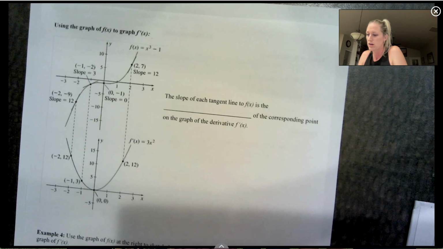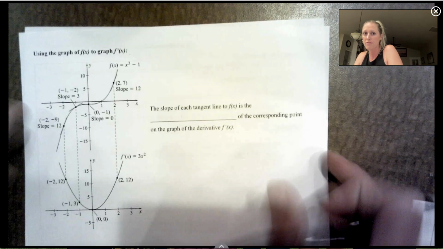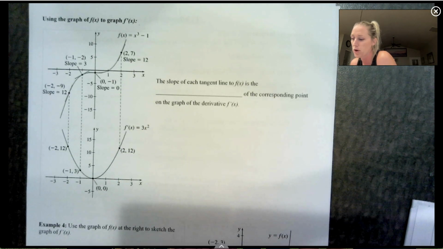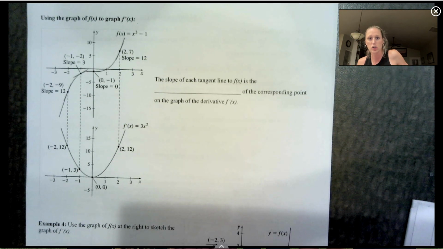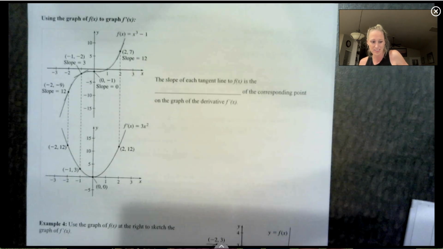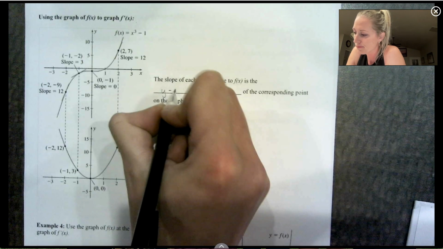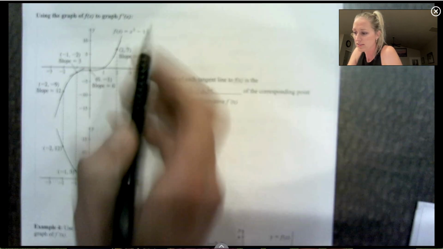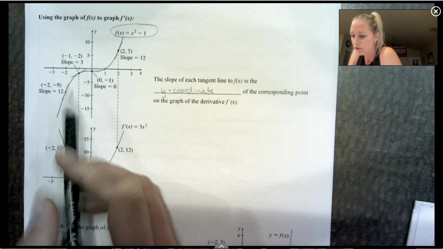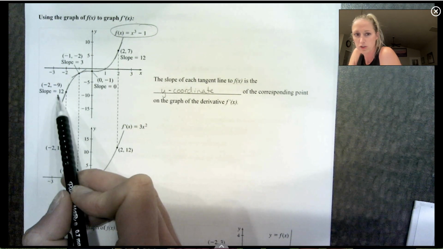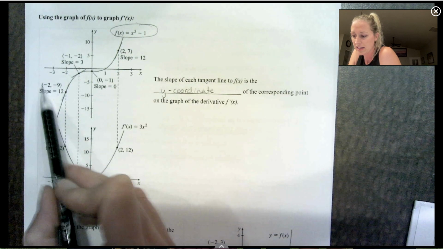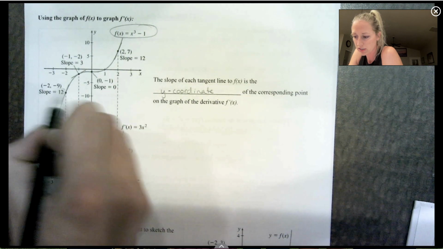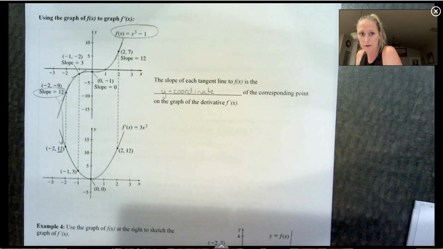All right. Okay, next we are going to use the graph of f of x to help us graph f prime of x, the derivative function. Okay, so something to remember is the slope of each tangent line is going to be actually the y coordinate on the derivative function. Okay, so here's f of x. This is f of x. So we can see the slope here, they approximated the slope to be about 12. So then at -2, they put a point at 12. So this y-coordinate matches this slope, okay?